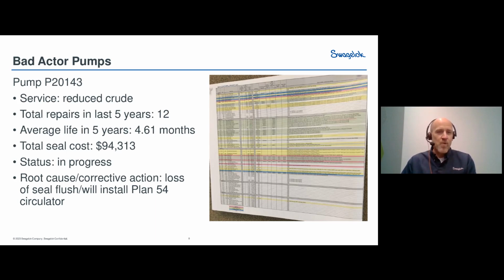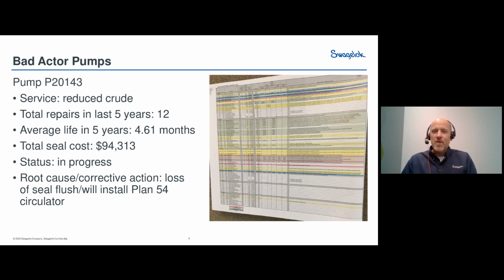So here's an example of this list at one particular refinery. We've got pump 20143, pumping crude. And you can see, summarized here, in the last 5 years they've repaired this pump 12 times, for an average lifespan of only 4.6 months. So my goodness, this is really a bad actor pump. In this case, they've spent $94,000 repairing this pump, and again, that's just the direct repair cost, and that does not include any potential lost production time as a result of that.